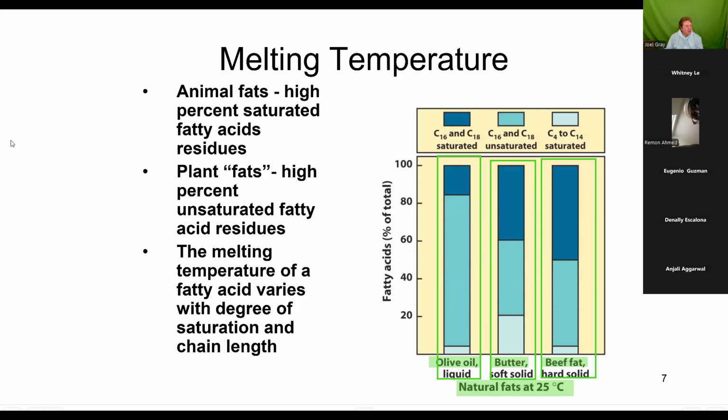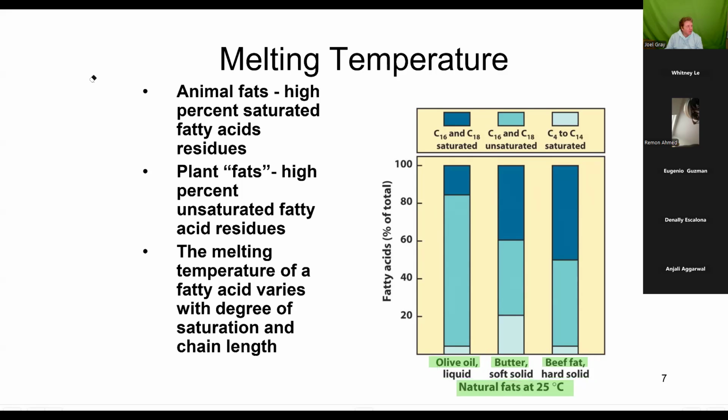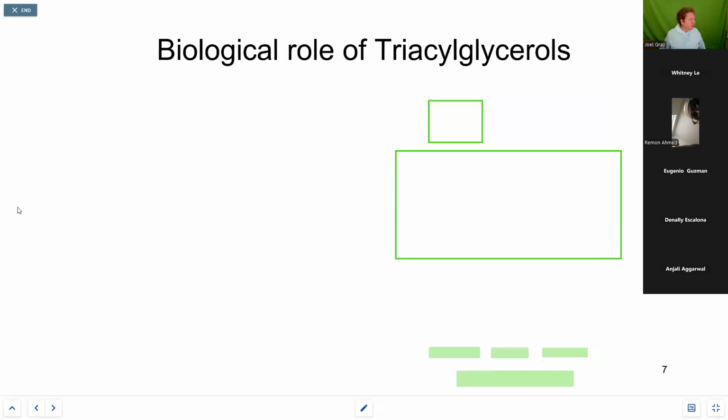If there's one thing about this slide that you want to hone in on, you could just say, all right, I'm looking at the C16, 18 saturated fatty acids. What do I see? Well, beef fat, butter, and olive oil. The beef fat is going to have the highest concentration of our saturated fatty acids. Butter is going to have a lower concentration. And then olive oil is going to have the absolute lowest concentration of those saturated 16 to 18 carbon fatty acids. Now, okay, let's go on from there.